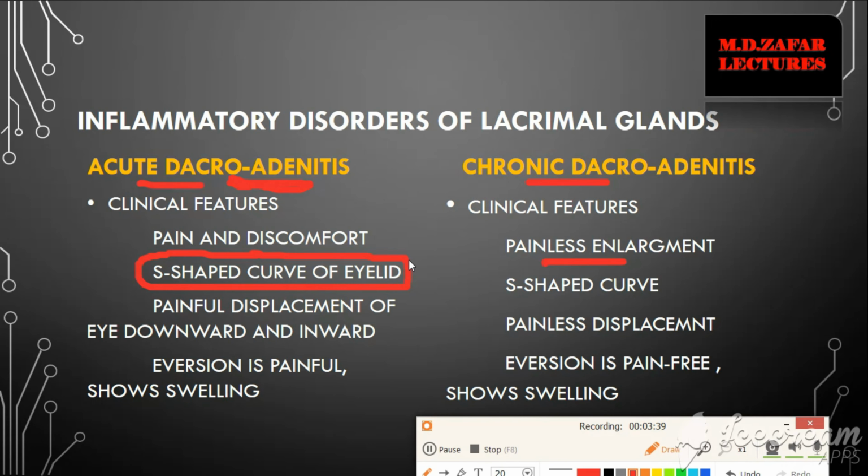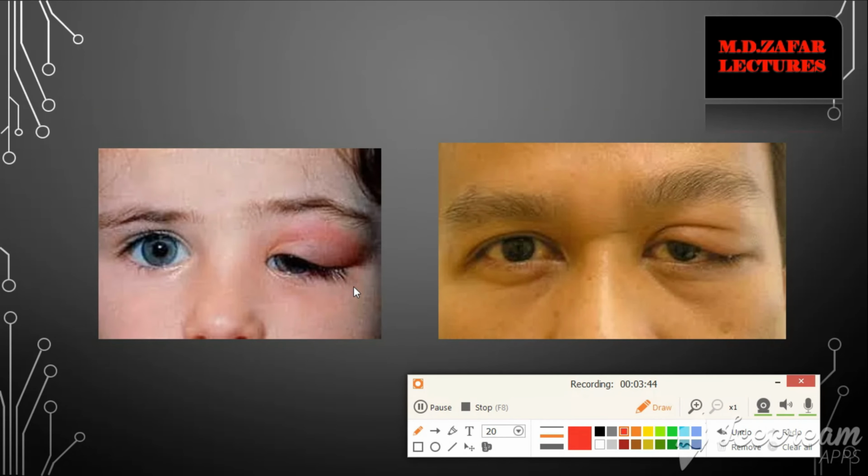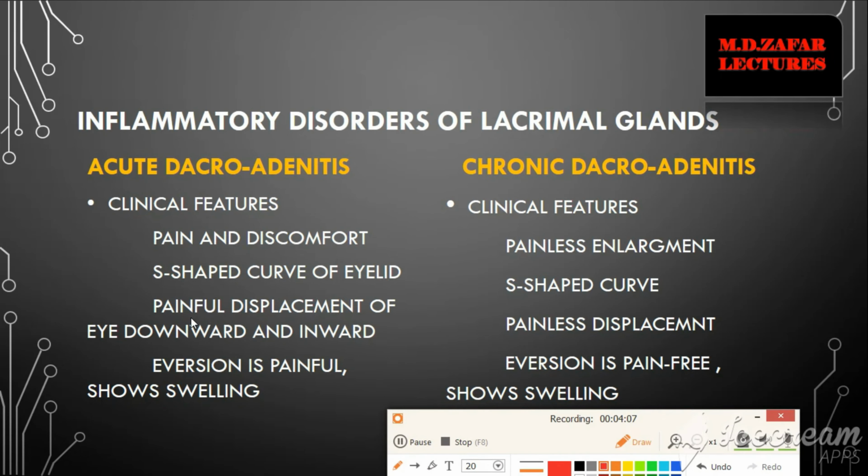Let me explain this from the diagram first. Now see in this diagram, as we have already talked, the lacrimal glands are present in the upper and outer portion of the orbit. Now, if they get inflamed, they will become red, they will become hot, they will swell. Now, this swelling will cause the eyelid to move downward and have a specific and characteristic S-shaped configuration. Further, the displacement of the eyelid will cause the eyeball to move downward and inward, and again, it will be painful in case of acute inflammatory disorder, and it would be painless in case of chronic dacryoadenitis.